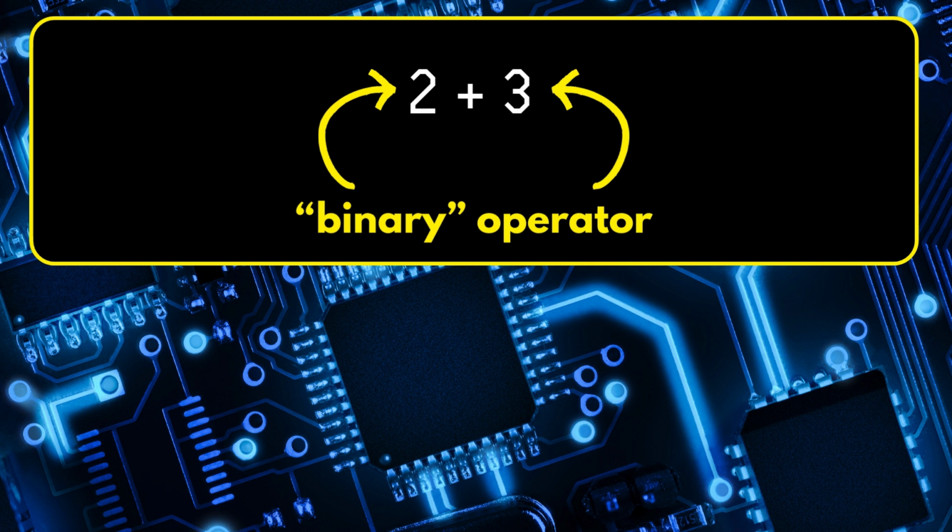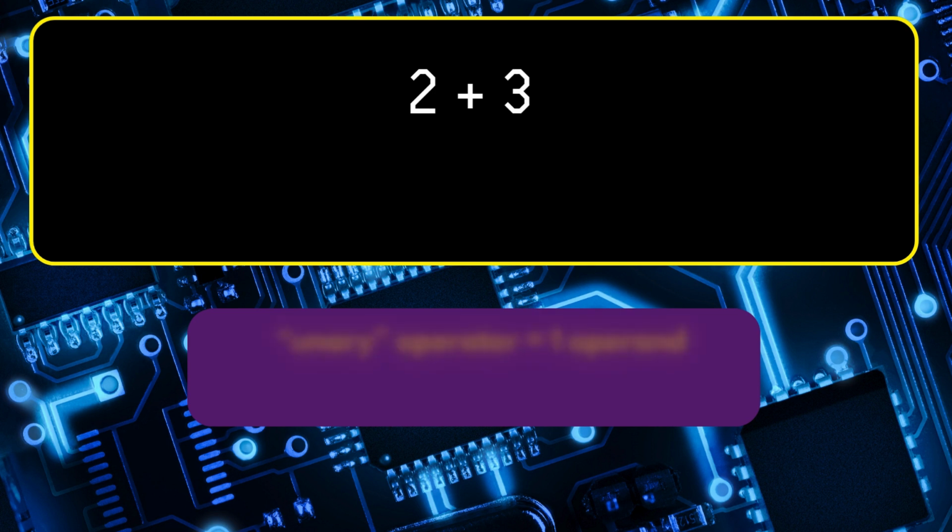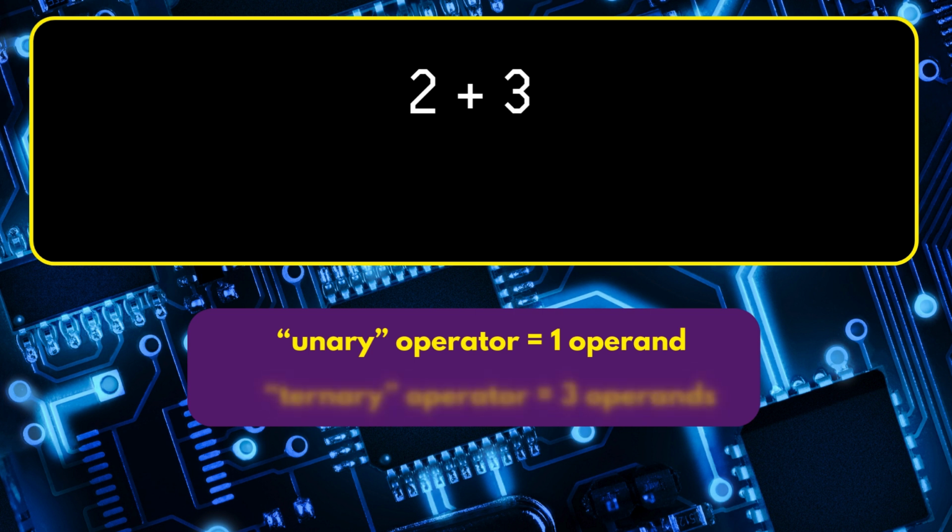We won't look at them in this video, but there are operators that take 1 operand, and those are called unary operators. And an operator that takes 3 operands is a ternary operator. And you thought you weren't going to learn anything interesting today.